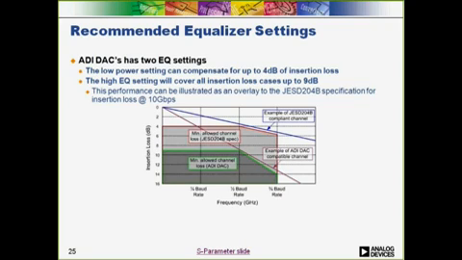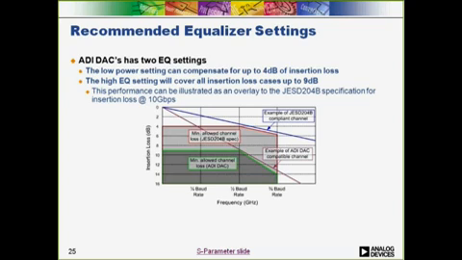There are two recommended equalizer settings available for users of ADI DACs. For a relatively higher quality channel, where the insertion loss meets the JESD204B insertion loss limit spec, which is 4 dB at 1/2 the baud rate, the low power setting can be used. For applications with non-compliant insertion loss, the high EQ setting should be used. With this setting, insertion loss of up to 9 dB can be compensated for.